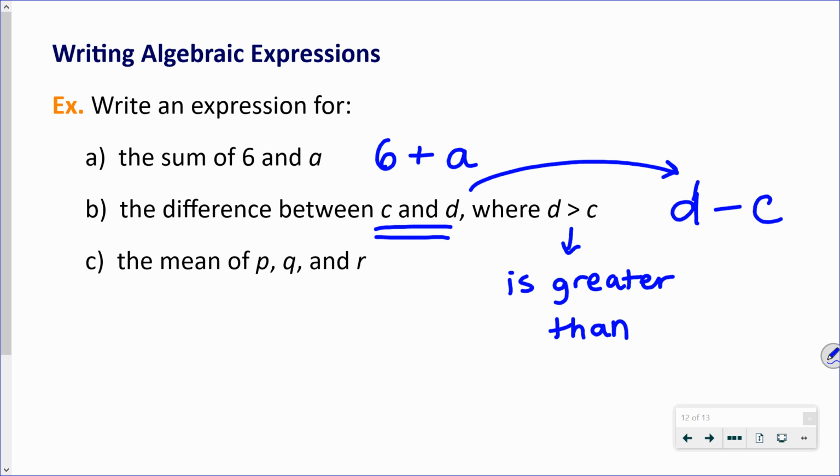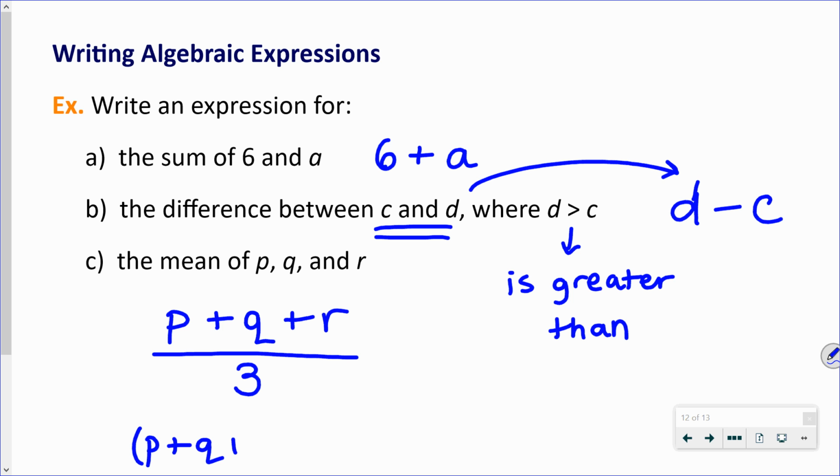And then the final example, the mean of P, Q, and R. If we look back at our table, we'll see that mean means average, or add them all together, and divide by, I use a fraction bar to show division, the number of terms that there are. You might also write that as P plus Q plus R, showing that you're adding them all together, and then divided by 3 this way if you don't like to use the fraction symbol, but you'll see me most commonly use the fraction symbol to mean divide.